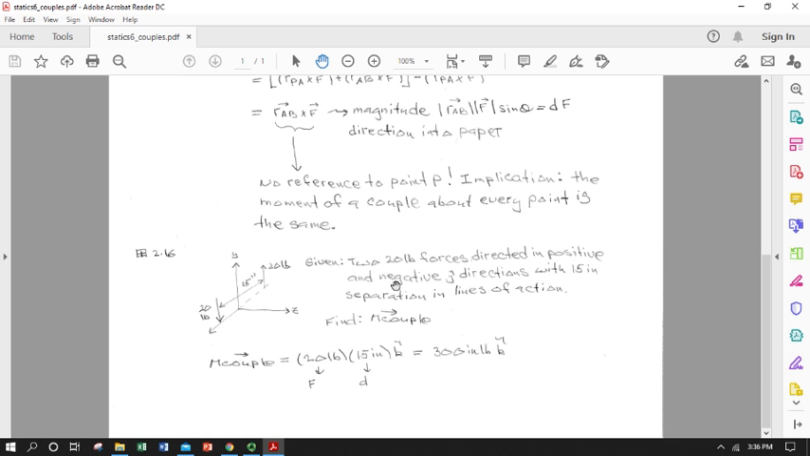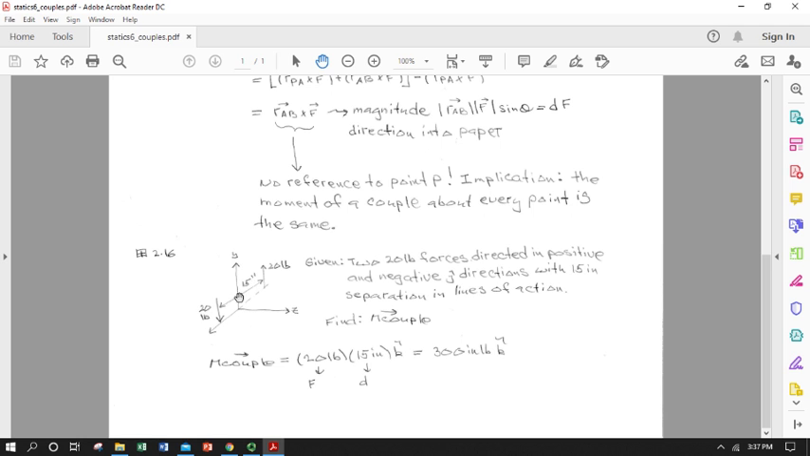Okay, quick example. You got two 20-pound forces. They're being directed in the positive and negative j directions here, so they're both parallel to the y-axis. They've got what looks like a 15-inch separation, and one's going in the positive j and one's in the negative. And somebody wants to know the magnitude and the direction of the couple. So we can almost do this by observation. So 15 inches is d, it's the total separation. So we can use our F times d to get the magnitude. So we get 20 pounds times 15 inches, so 300 inch-pounds.